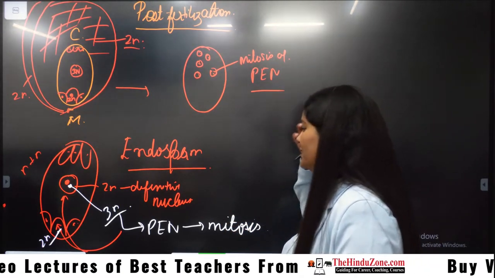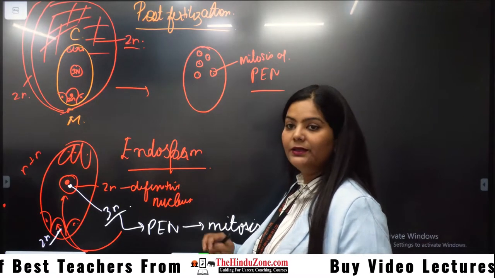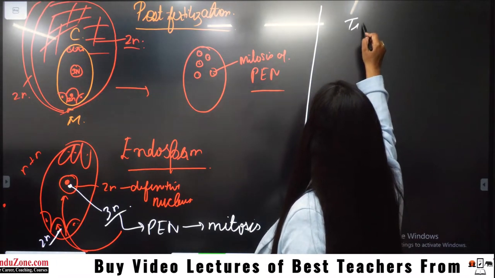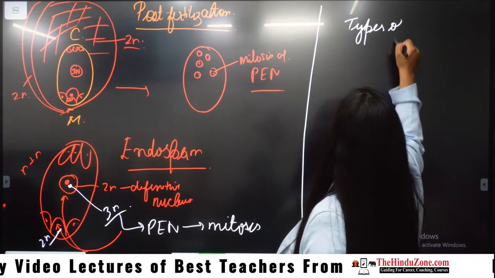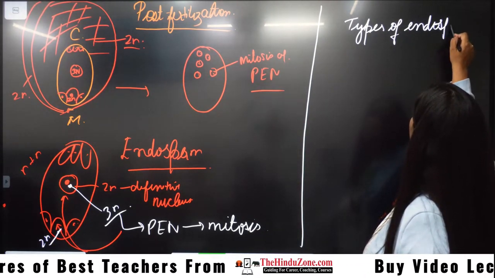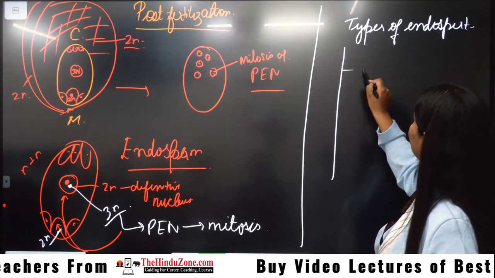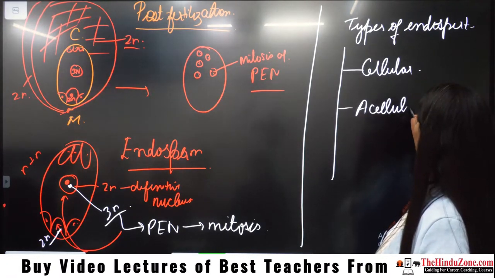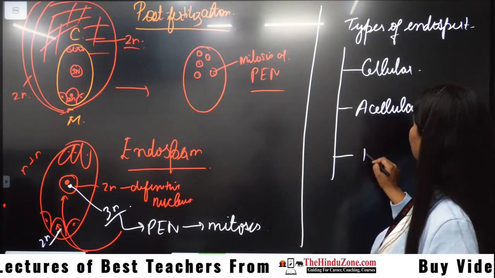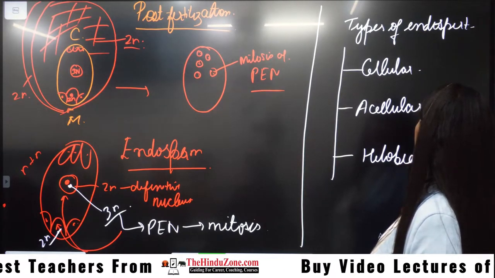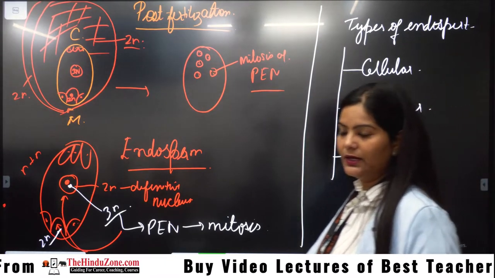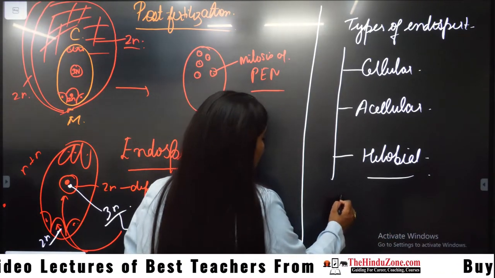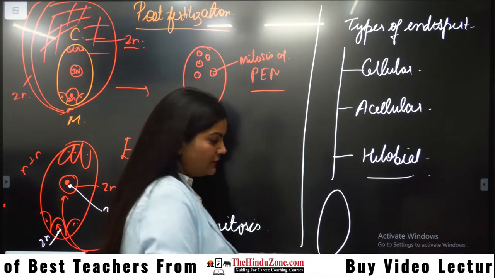Now when mitosis is happening to form the endosperm, three types of endosperm are seen. So let's see the types of endosperm. One is the cellular, another is the acellular, and third is the helobial. Now let's see what is happening with each. So here I am giving three structures. One is the cellular one. The first one I am giving for cellular.